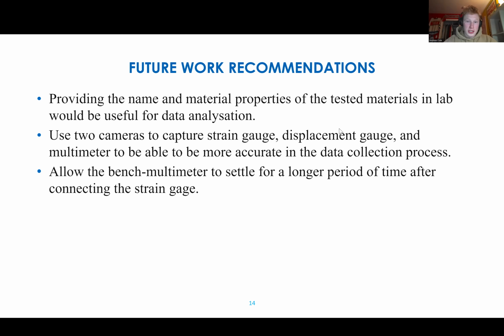We found that it was a little bit difficult to read our data because we were trying to capture 3 different sources at once. We also found that allowing the bench multimeter to settle for a longer period of time after we connected the strain gauge was a lot helpful, as when we first set it up, our voltage reading was varying pretty greatly. But after we let it settle for a little bit, it became a little bit more stable.